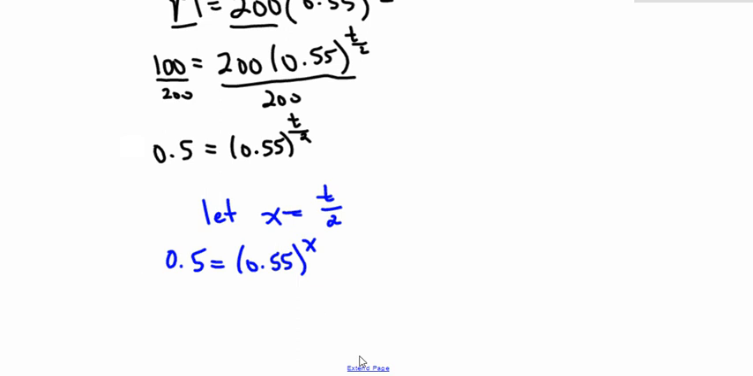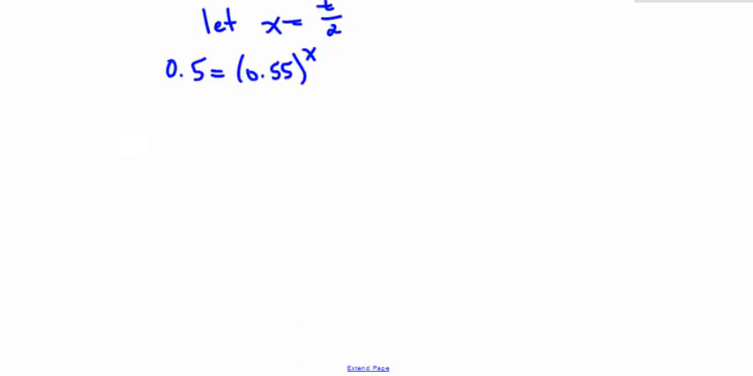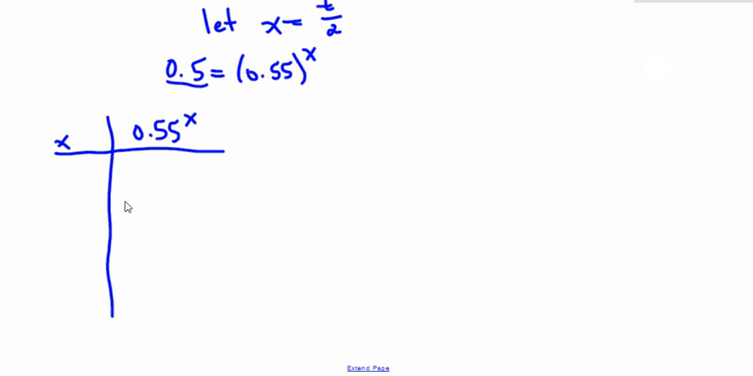So how do we solve for x if x isn't an exponent? Well, there's two methods, and I'm not sure which method you may have done with your teacher, so I'll talk about both. One method is basically guess and check. So I'm going to guess values of x, and I'm going to see what 0.55 to the x would give me. And again, my goal is to get as close as I can to 0.5.